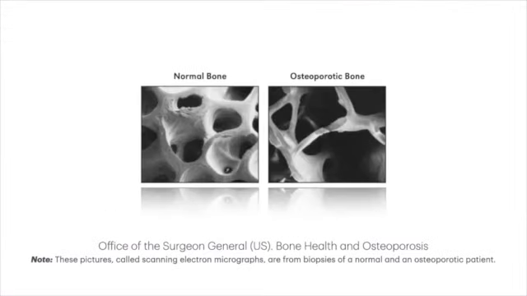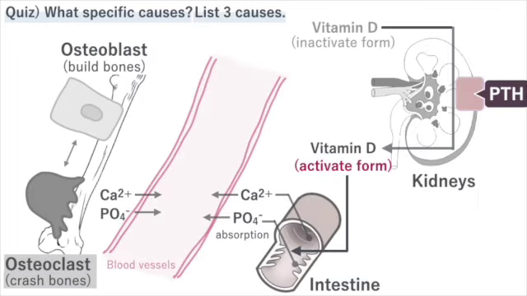Osteoporosis is a disease where this balance is disrupted, causing bones to become fragile. Quiz: what specific causes can disrupt this balance? List 3. For example, if the function of the cells that build bones becomes weak, bones cannot be formed properly. If the cells that break down bones become too active, they will break down bones excessively.